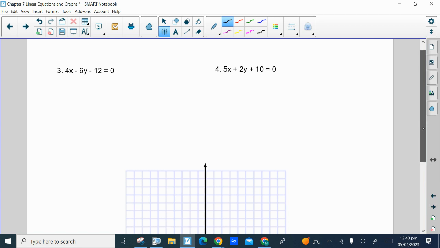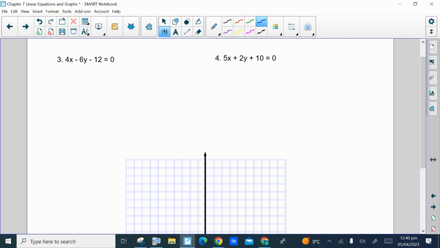So number 3, again, we want to graph these by finding our intercepts. Princess, what do we have to do to find the x-intercept? What do we have to do to find the x-intercept?